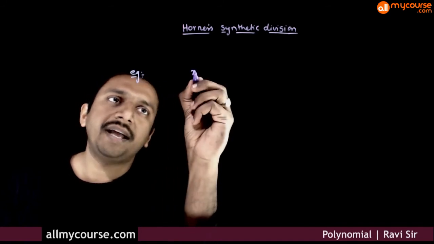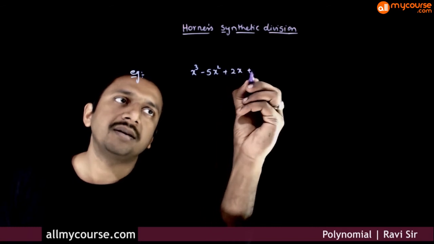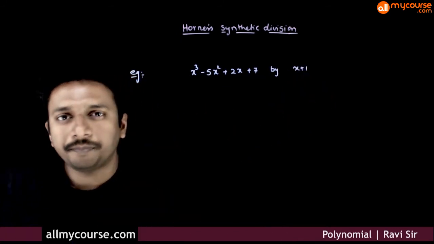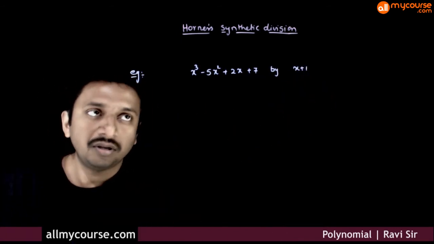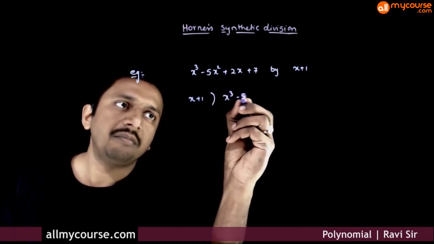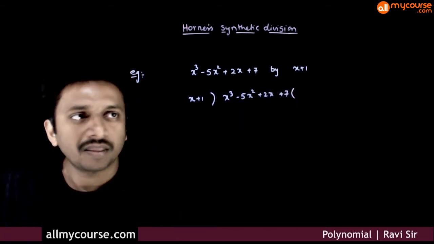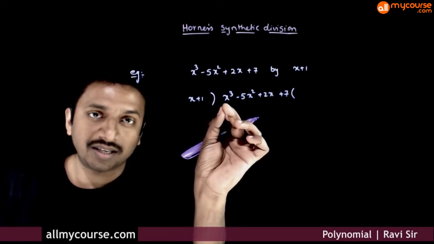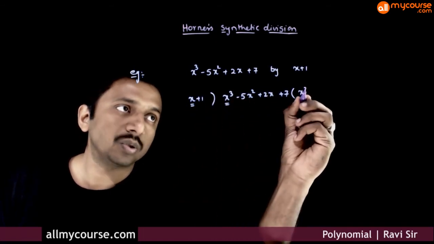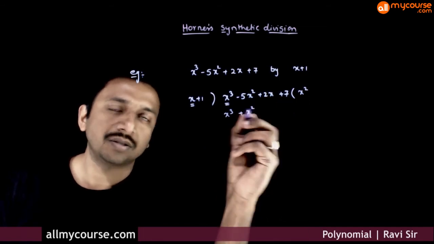So if you're asked to divide x cube minus 5x square plus 2x plus 7 by x plus 1, how do you do this division? The process that you usually do is x plus 1, x cube minus 5x square plus 2x plus 7. So x into x square is x cube, right? X into what is x cube? X into x square is x cube, and 1 into x square is x square.